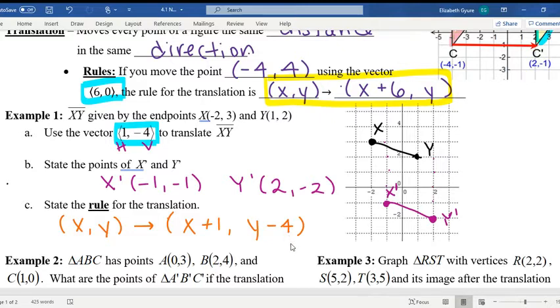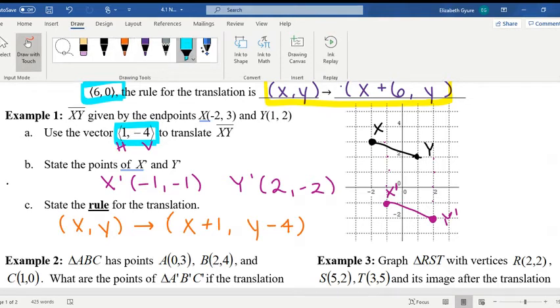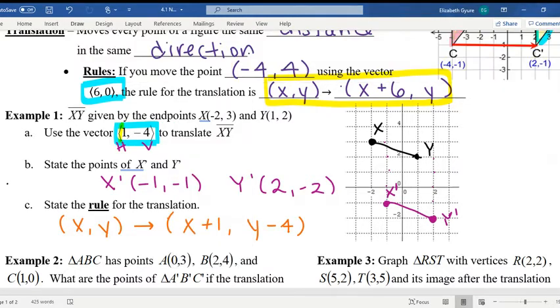Do I have you guys so far? About the rule? Okay, so with the rule, L, what we did is, wasn't your horizontal component 1? So technically what you do is you write a coordinate point, any generic coordinate point like X, Y, and if your horizontal component is 1, you just add 1. And then your vertical component was -4, so we just subtracted 4.